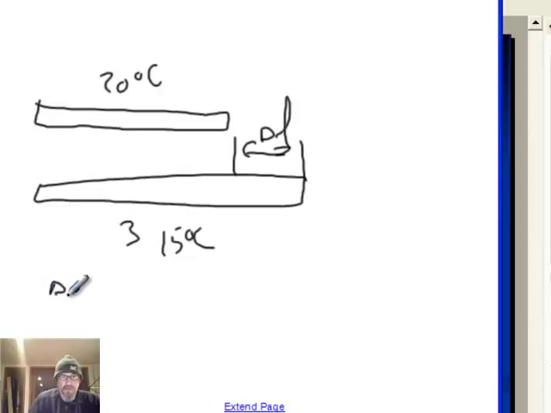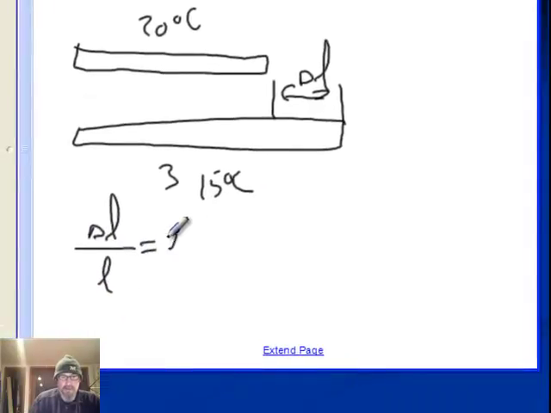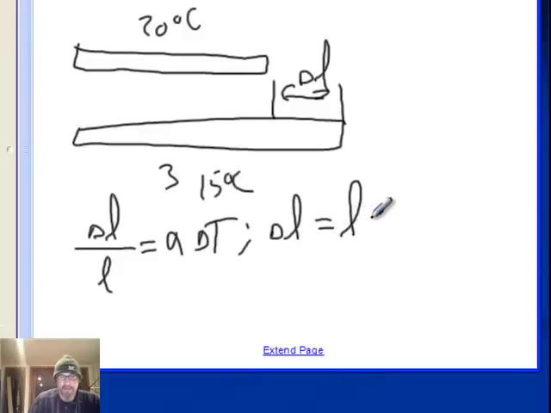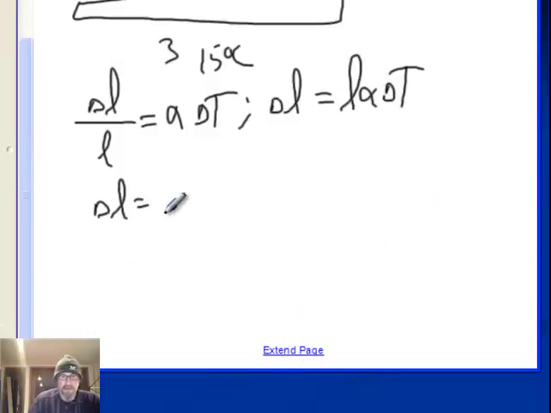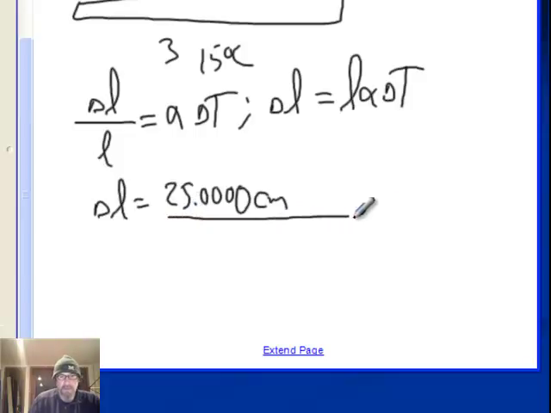And we know that this relationship holds true. Delta L over L is equal to alpha times delta T. So if we want to find delta L, just multiply both sides by L. So L times alpha times delta T is going to be the change in length. So we'll plug in the original length. It said it was 25.0000 centimeters. You need all those zeros because it's not going to change very much. Multiplied by alpha, now you're going to see why it doesn't change very much. Alpha was 3.3 times 10 to the negative 6th, and it's delta L's per degree C per L.